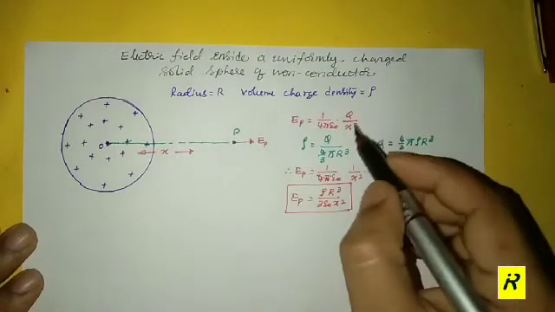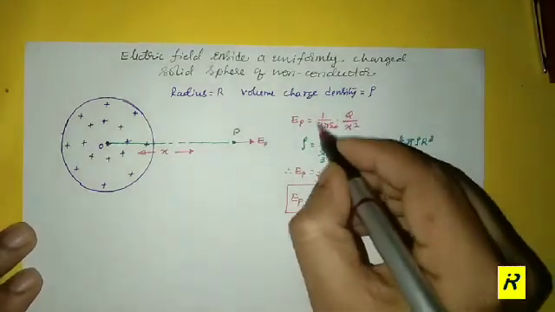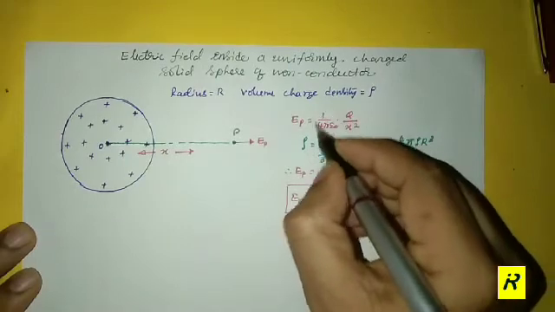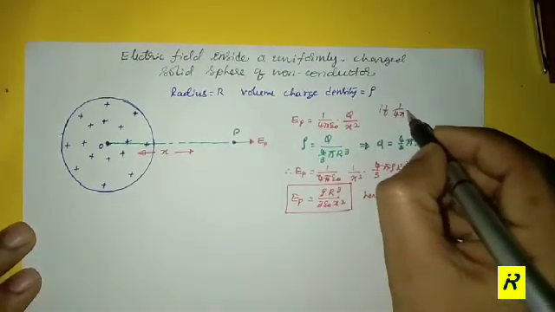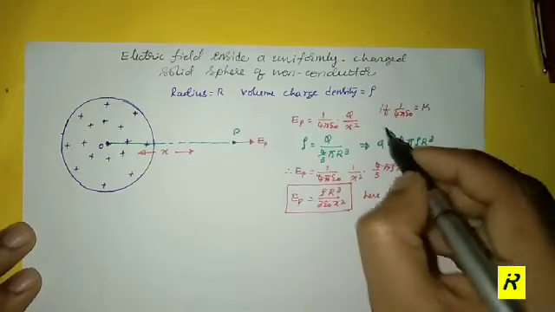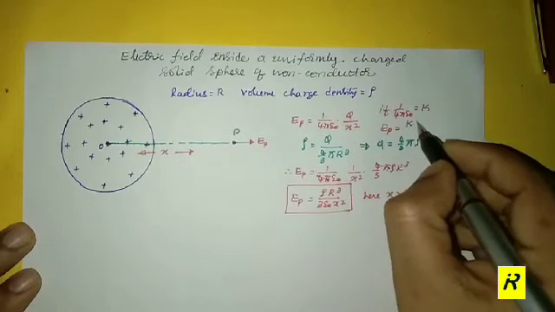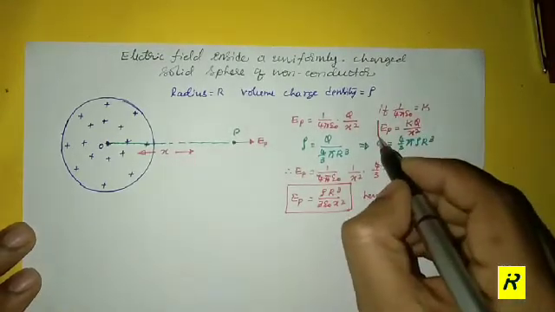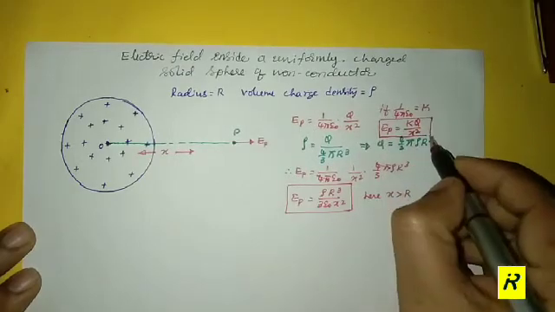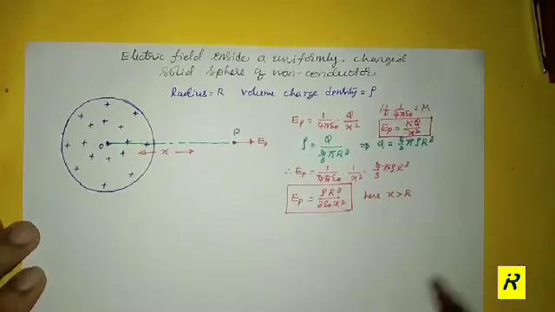Otherwise, one more variety we can use: if 1 by 4 pi epsilon naught is termed as K, then EP is nothing but K times Q divided by x square. This can also be written in terms of Q and in terms of rho.